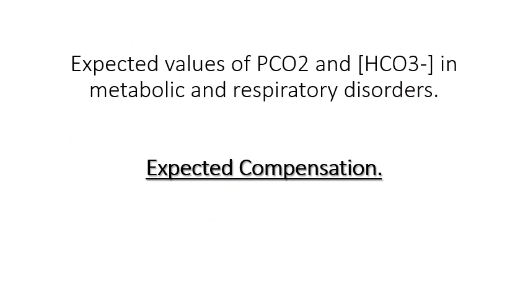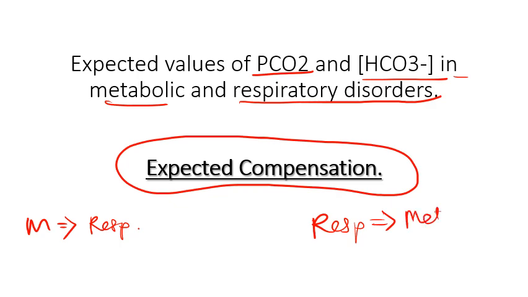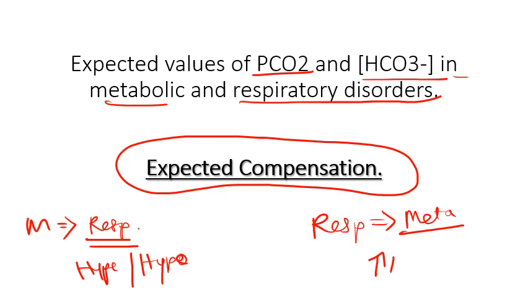So, expected values of PCO2 and bicarb in metabolic and respiratory disorders respectively. That is what I want to talk about, expected compensation. It is very easy to understand that if there is a metabolic disorder, the compensation will occur by respiratory means, and if there is a respiratory disorder, the compensation will occur by metabolic means. So the compensation by respiratory means is either hyperventilation or hypoventilation. And compensation by metabolic means is either increased absorption of bicarb in the kidney or decreased absorption of bicarb in the kidney. So let's look at a few specifics.